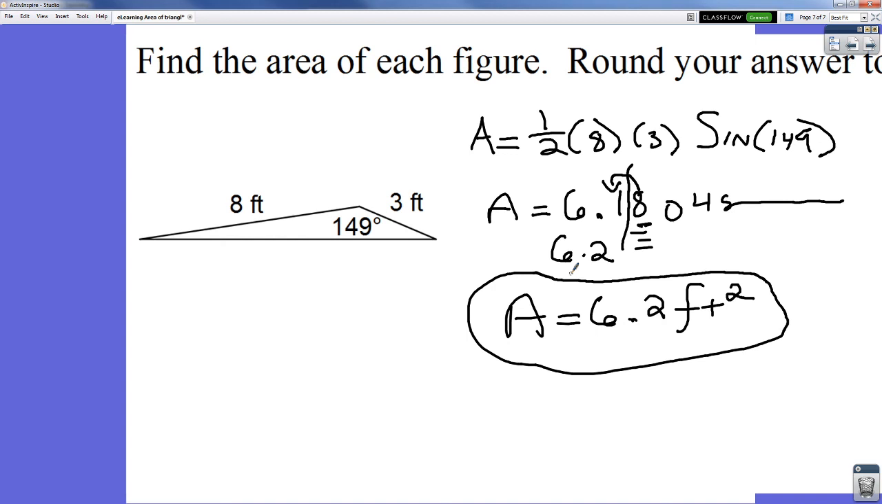Okay, so there's a couple examples on how to do this basic skill. We're going to, in the next video, apply this to areas of any old regular figure.